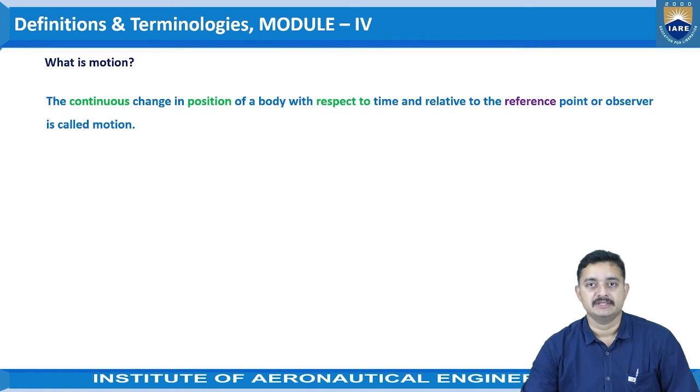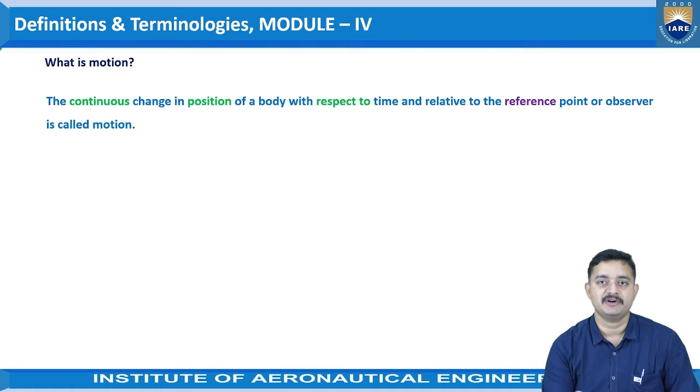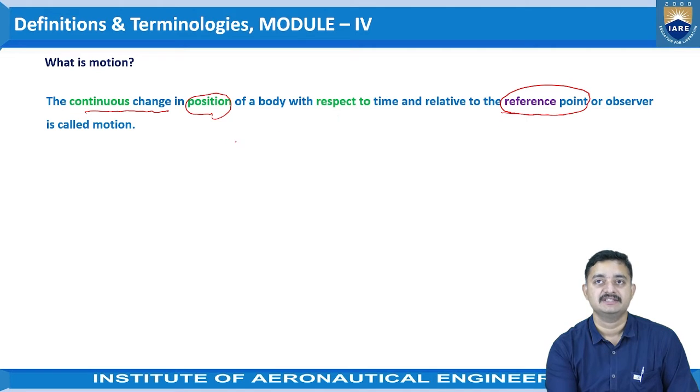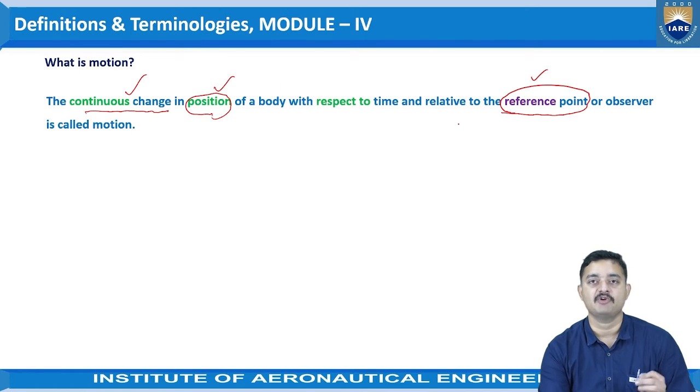So the first definition which we are going to see is what is motion. The definition says the continuous change in position of a body with respect to time and relative to the reference point or observer is called motion. Here the three important terms which we can discuss are: the continuous change, the position, and the reference point. The reference may be a point or another object or an observer, whatever it may be. These are the three important terms that we can understand to clearly see what a motion is.